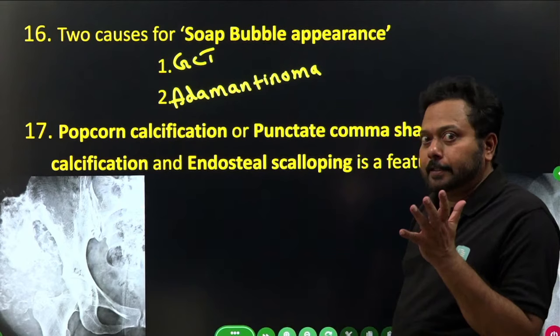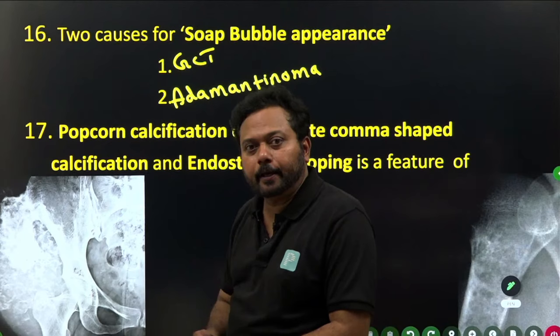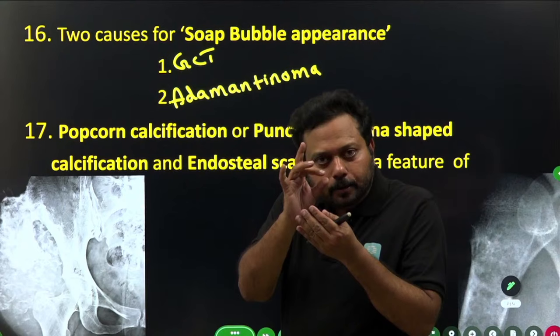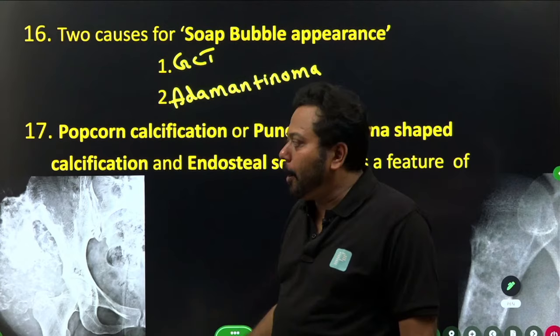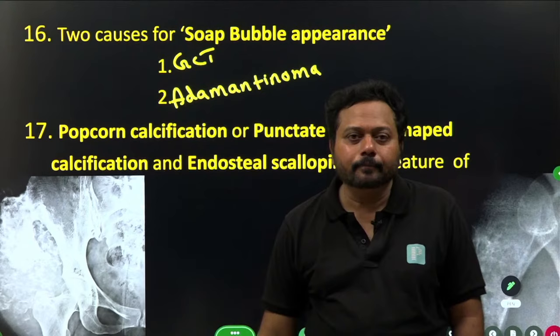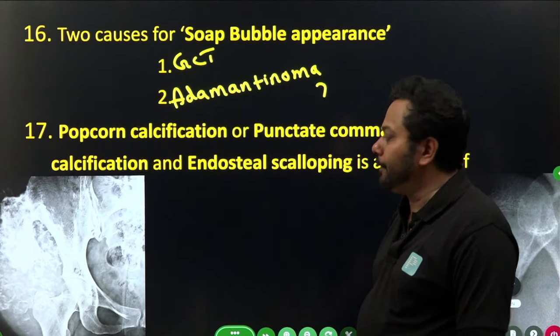Look at the superb X-ray. Excellent X-ray. After the class is over, zoom in and see. This is called popcorn calcification, otherwise called punctate, comma-shaped calcification. This is one thing.